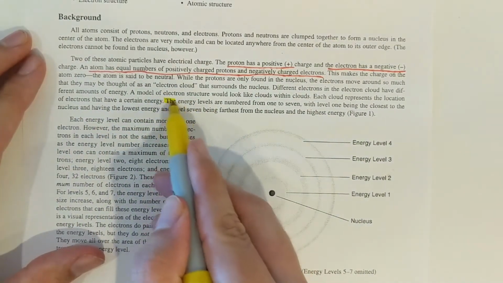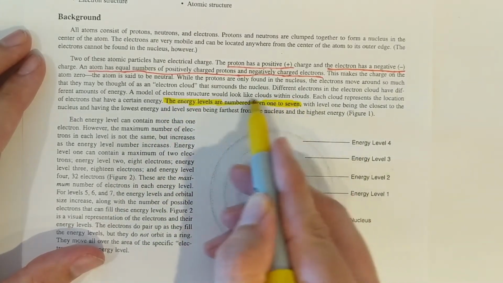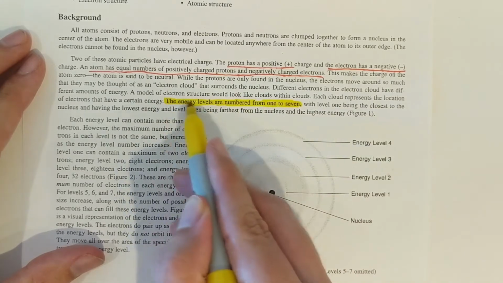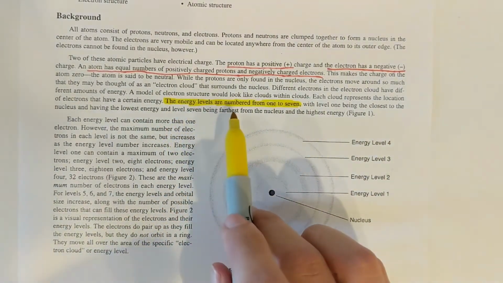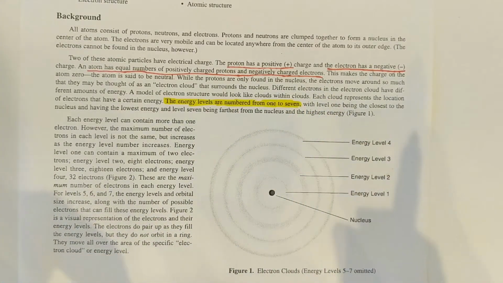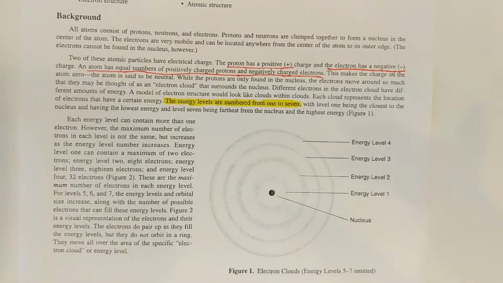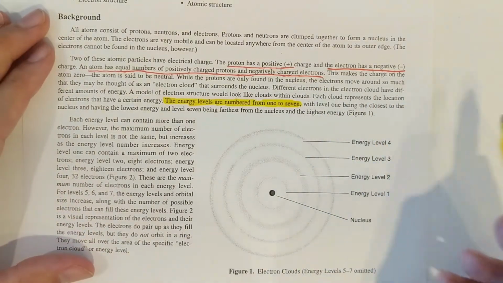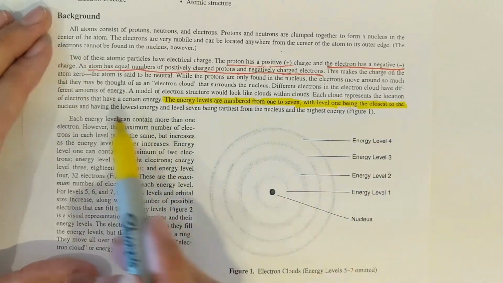The energy levels are numbered 1 to 7. So we talked about there being 7 energy levels, 7 periods in our periodic table. So the energy levels are numbered 1 to 7, with level 1 being the closest to the nucleus and having the lowest energy, and level 7 being the farthest from the nucleus and having the highest energy. So I'm just going to highlight that whole part actually, because that's all important.